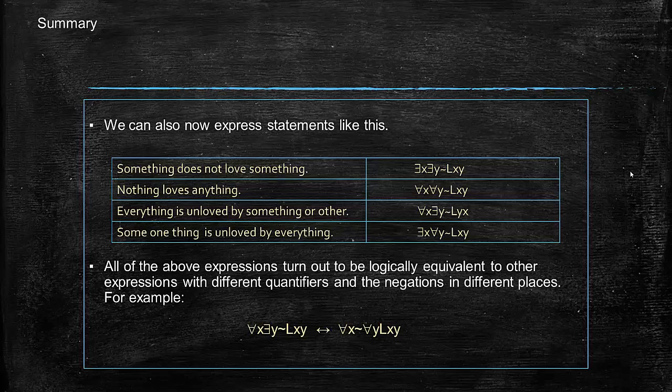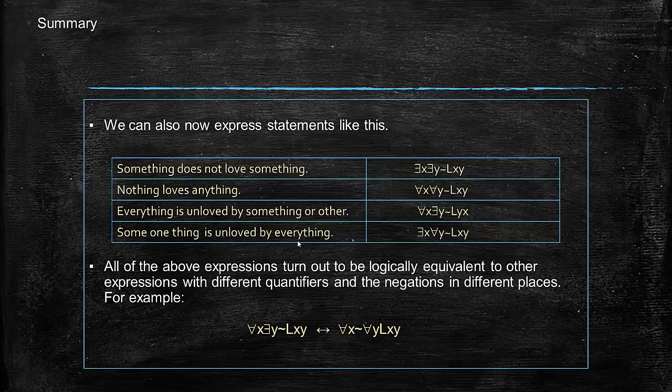So something does not love something. There exists an x and there exists a y such that it's not the case that x loves y. Nothing loves anything. For all x and for all y, it's not the case that x loves y. Everything is unloved by something or other. Well, for all x, there exists some y such that y doesn't love x.